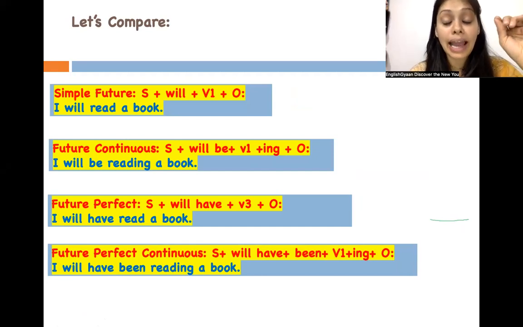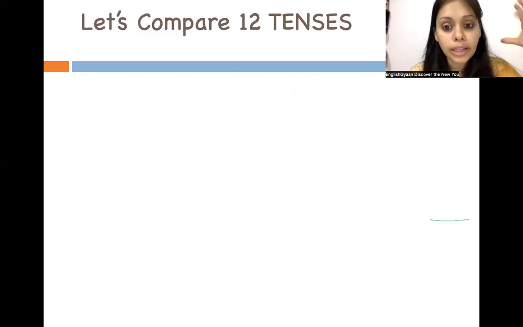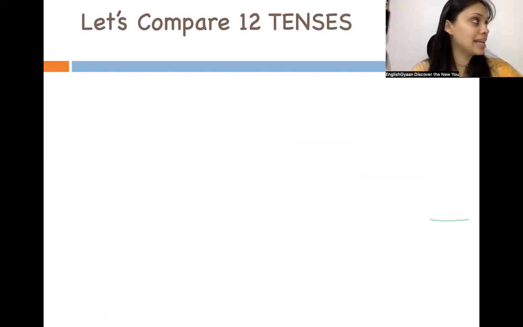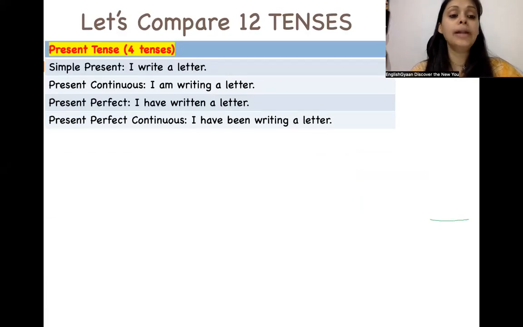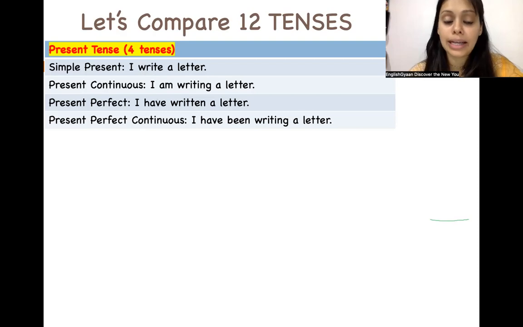Now, in the next slide, we are going to learn all the 12 tenses. We are going to see all the 12 tenses in one frame. So let's first go to the present tense. Present tense we know is segregated into 4 parts. Simple present, present continuous, present perfect, and present perfect continuous. I write a letter. मैं खत लिखती हूँ. I write a letter is simple present, something that I do generally. Present continuous is जो अभी हो रहा है.